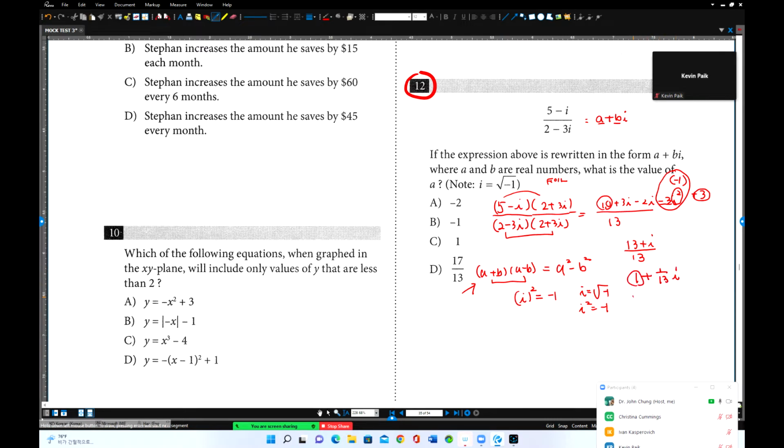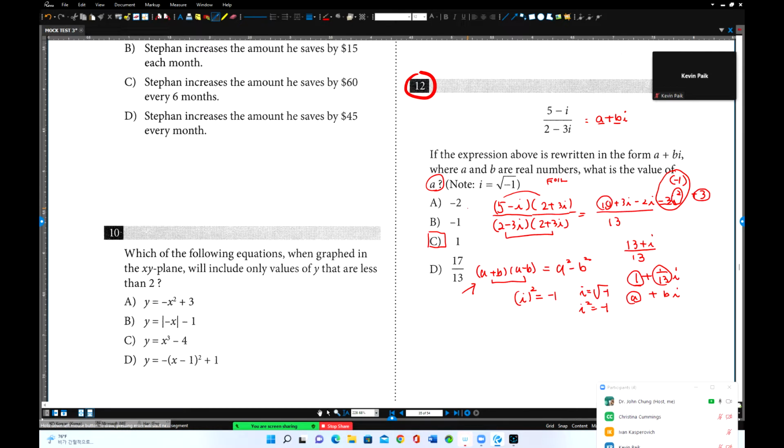This is a, the real part. This is the imaginary part. A plus bi. But they are asking for the value of a only, the real part. So 1 is the answer. Any questions on number 12?